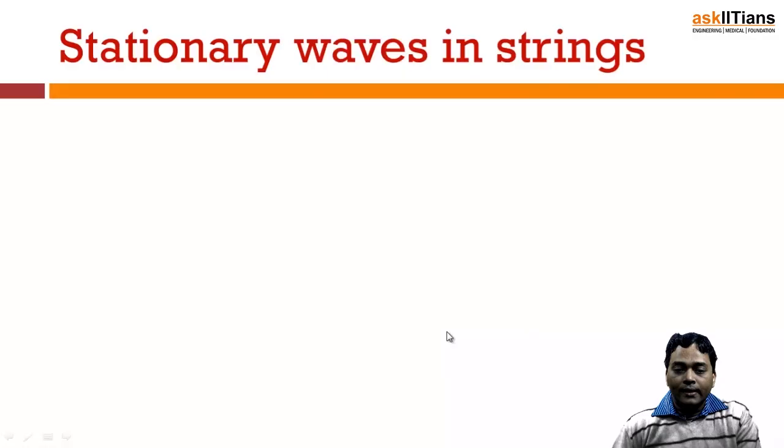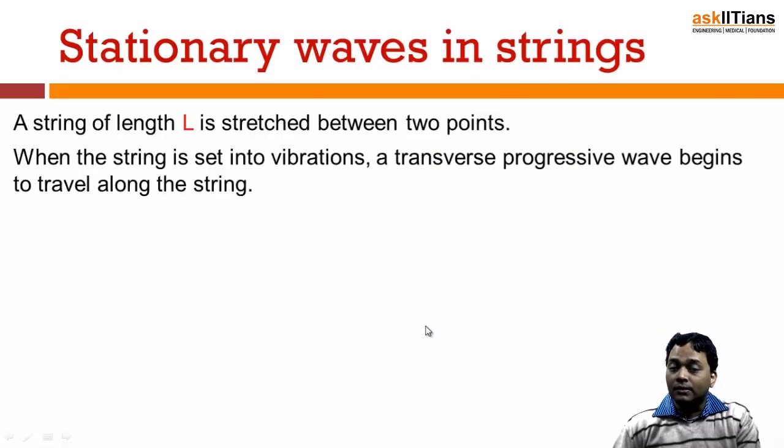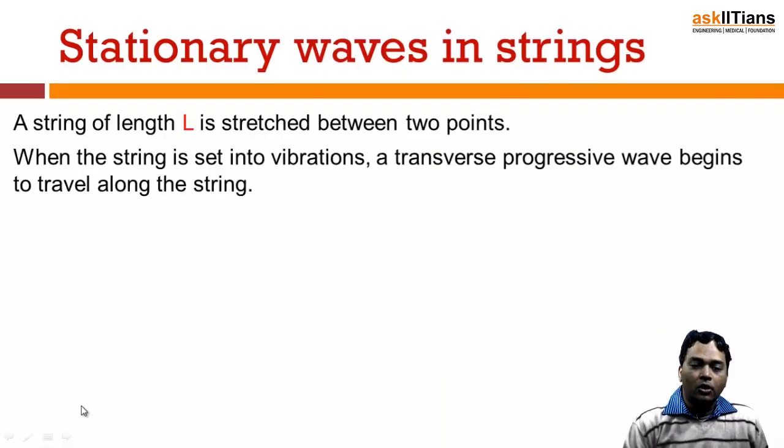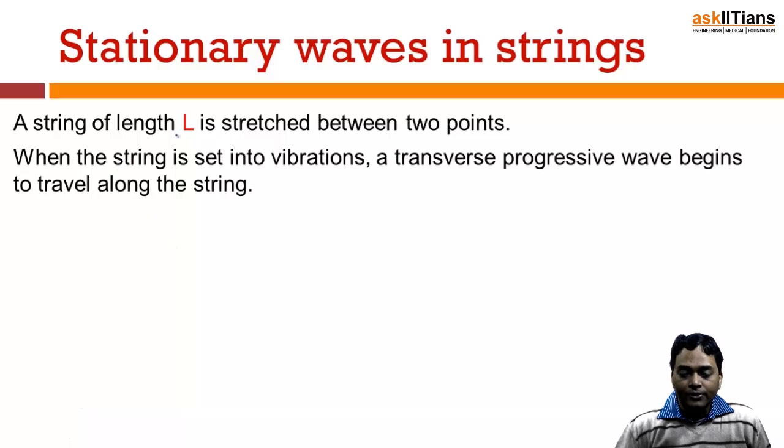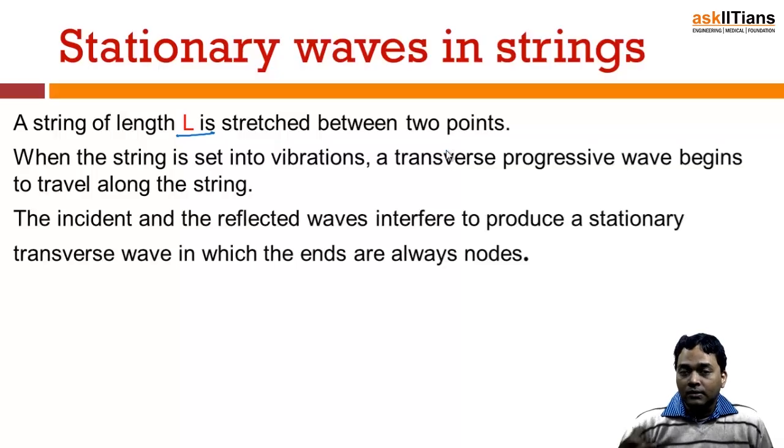Okay, let's try to understand stationary waves in a string. Let's say we take the length of a string as L, which is stuck between 2 points. When this string is set into vibration, a transverse progressive wave begins to travel along the string.